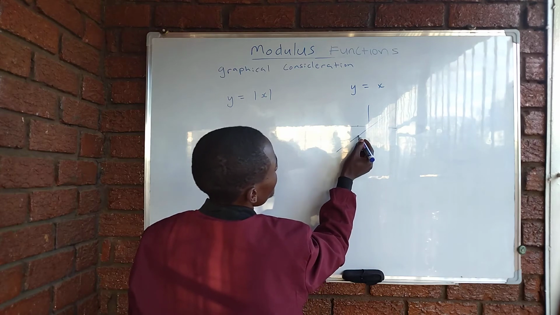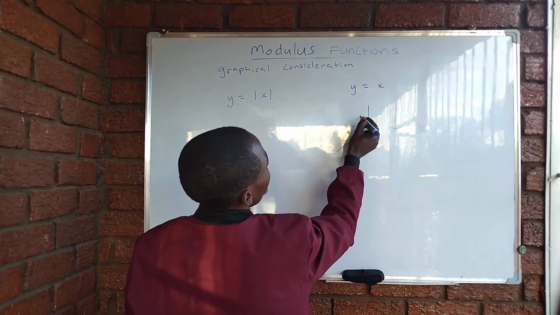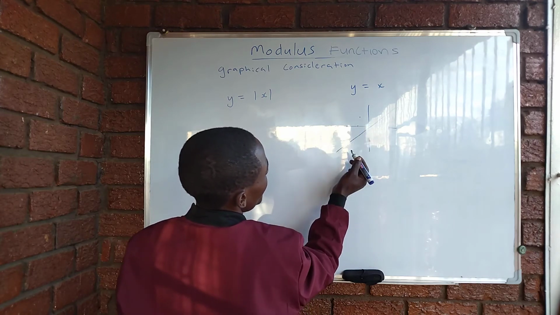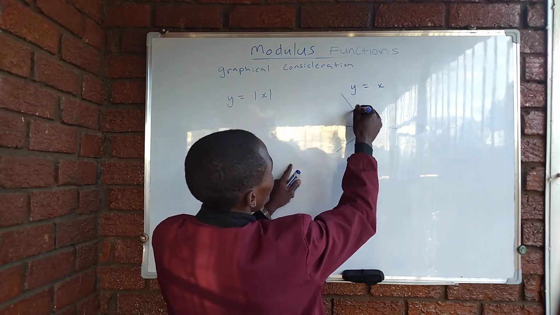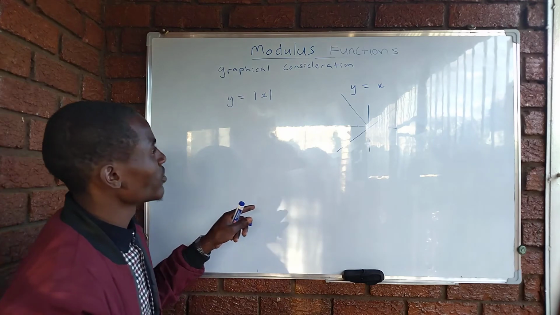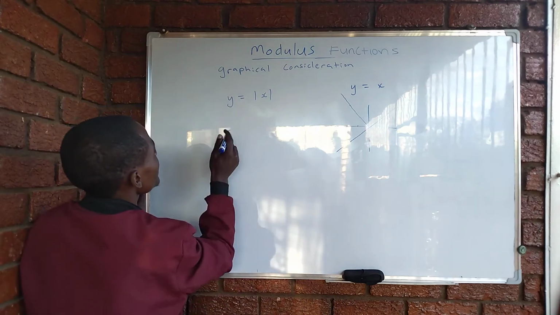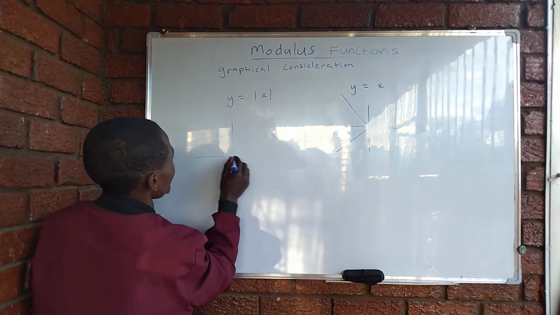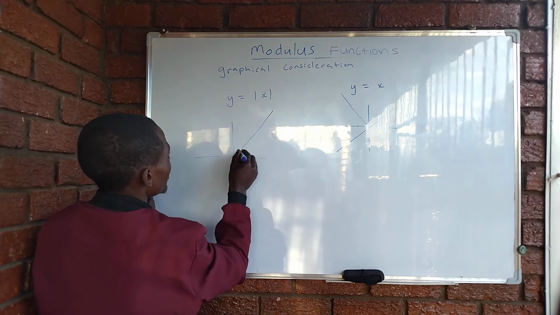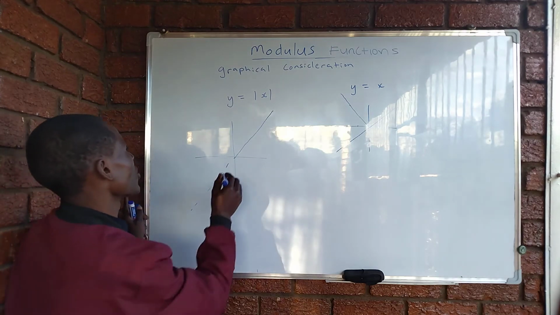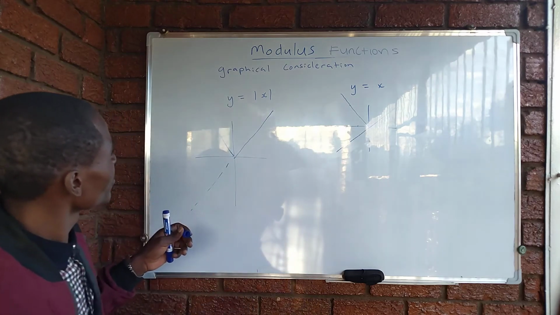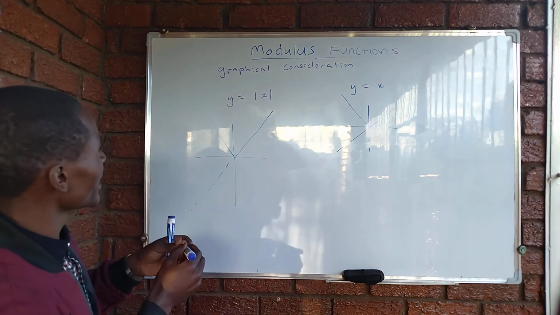The answer is 2. Modulus minus 4 gives 4. So your graph will look like this. Modulus x will stand like this, with the dotted line reflected. That's how you draw modulus x.